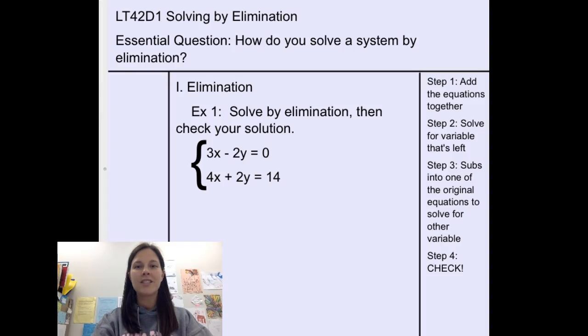The final way to solve systems is by elimination. This is when you add the two equations together to get one of the variables to cancel, so you're left with an equation with only one variable.